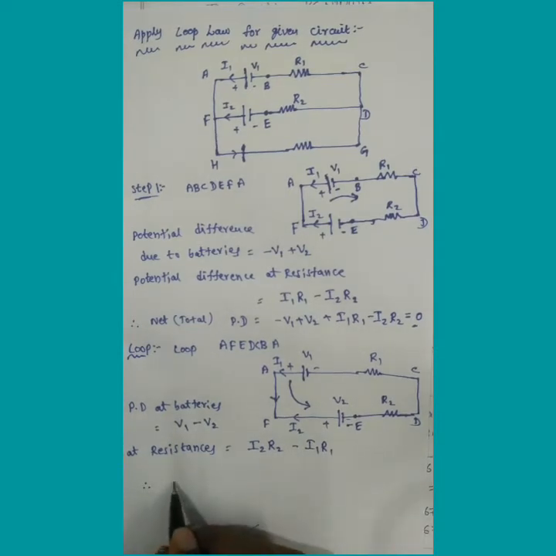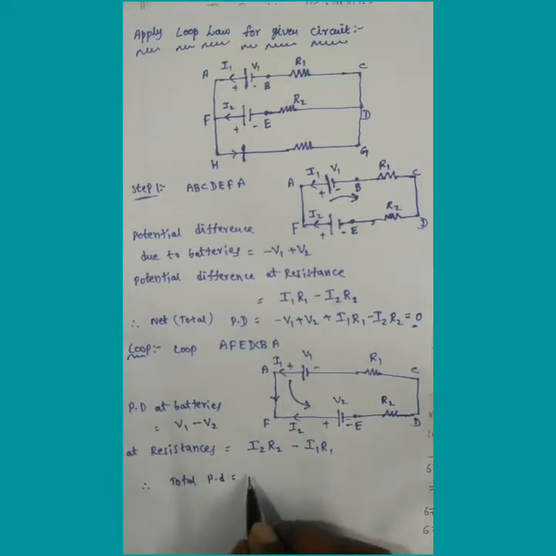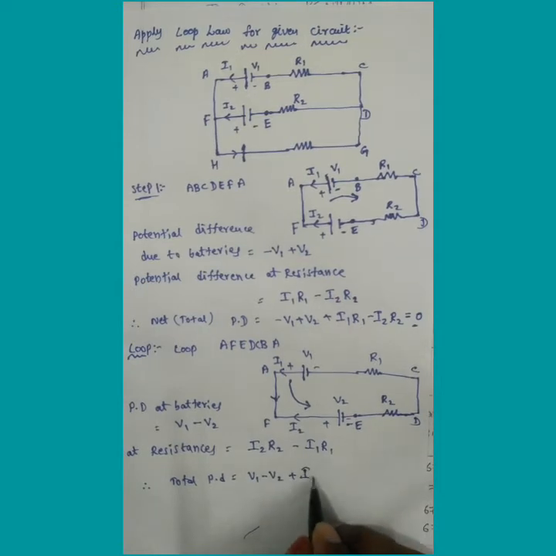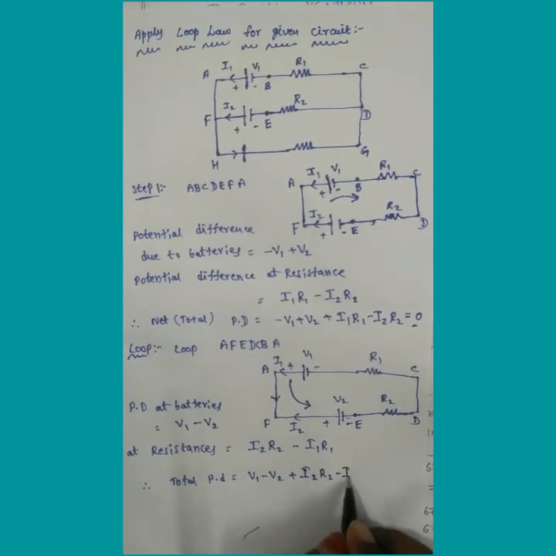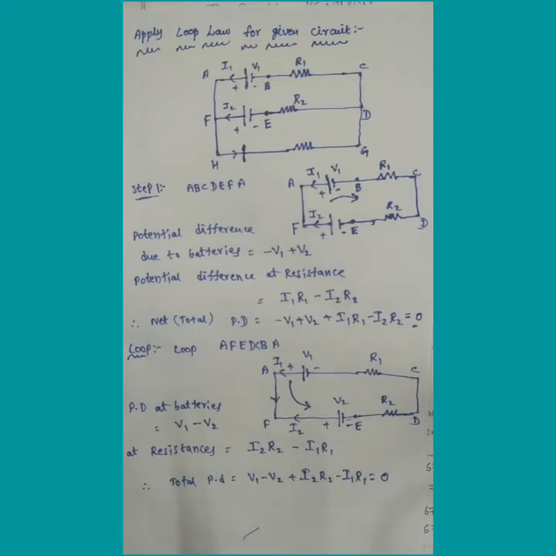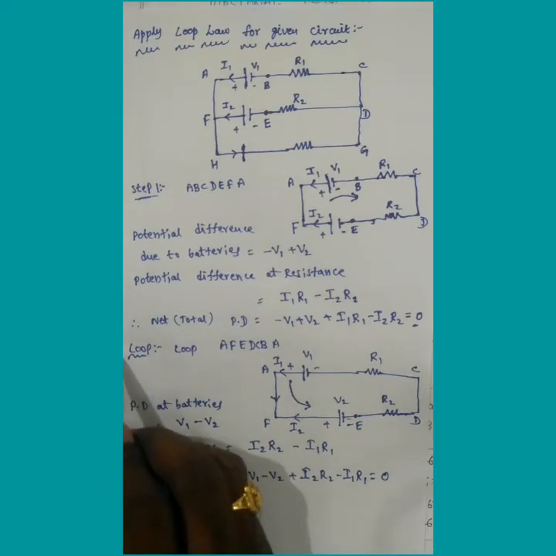Therefore the total potential difference equals V1 minus V2 plus I2 R2 minus I1 R1. According to our loop law, it equals 0. This is the second one, this is the second loop.